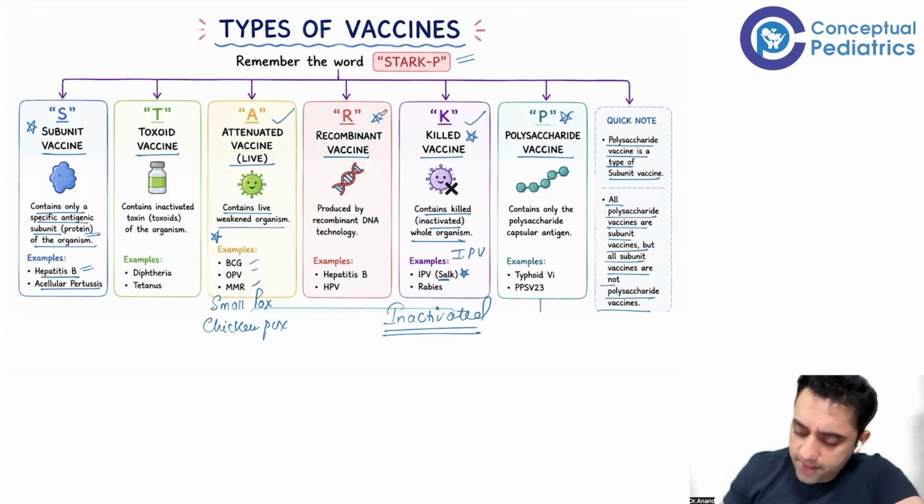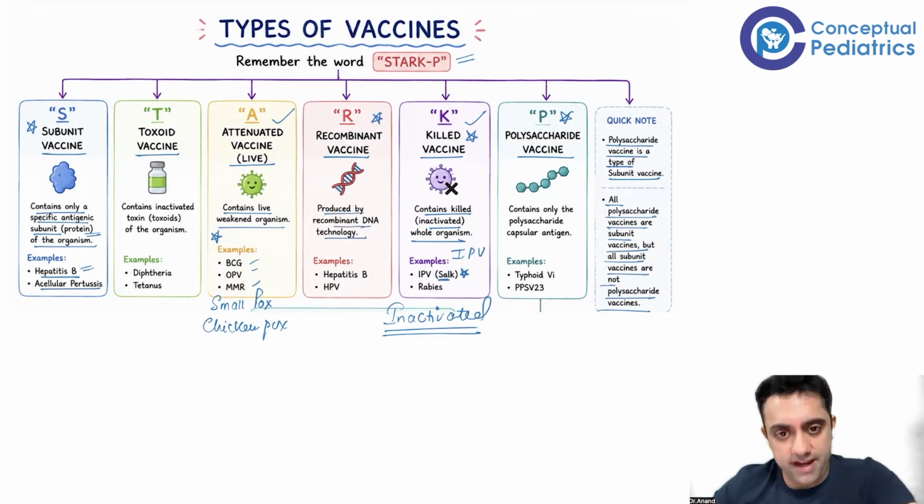What is a recombinant vaccine? Very simple, it is produced by DNA technology. Even the hepatitis B and HPV, human papilloma virus vaccines, which are coming these days, are recombinant, meaning made by DNA technology. You should know that.